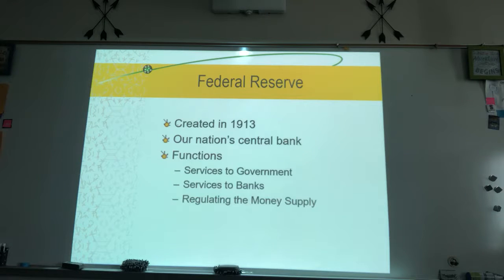Its functions, just like we saw the Bank of the United States that Alexander Hamilton created, it serves the government. It is the main depository of the government's revenue. Also, it services the banks, it pays the government's expenses, and it regulates the money supply. So y'all know today, how many of you ever gotten an income tax refund? It comes from the Federal Reserve's Department of the Treasury.